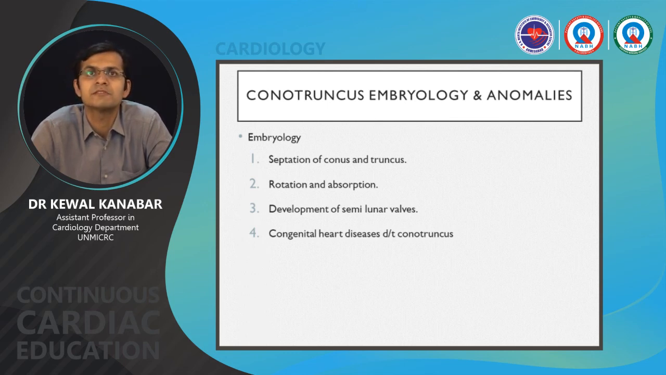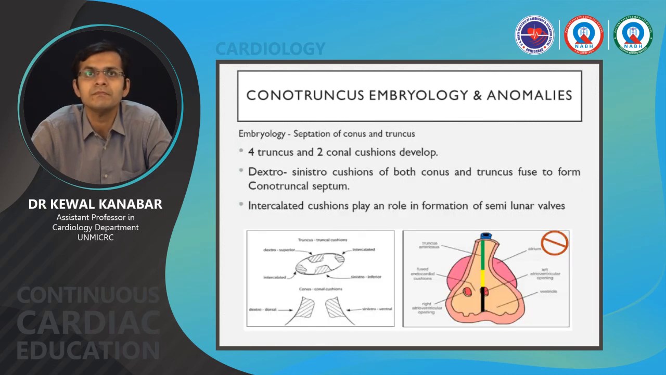Now, the important steps which take place during the embryonic life are septation of the conus and the truncus, the rotation and the absorption of the coni, development of the semilunar valves, and then we will discuss the congenital heart diseases which are associated with the conotruncal septum. Now, first we discuss the septation of the conus and the truncus.